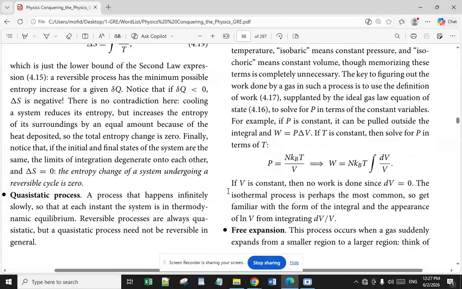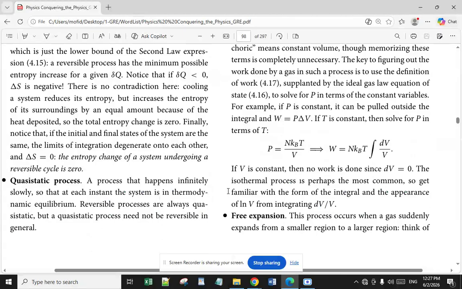The isothermal process is perhaps the most common, so get familiar with the form of the integral and the appearance of ln V from integrating dV over V.